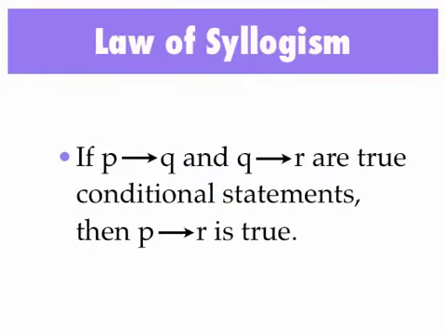The law of syllogism says that if P implies Q and Q implies R are true conditional statements, then P implies R is true. Notice that in this example, Q is the conclusion of the first conditional statement and the hypothesis of the second. When you have the same thing as the conclusion of one and the hypothesis of the other, you can drop that out and put the hypothesis of the first and the conclusion of the second together to form another true conditional statement.